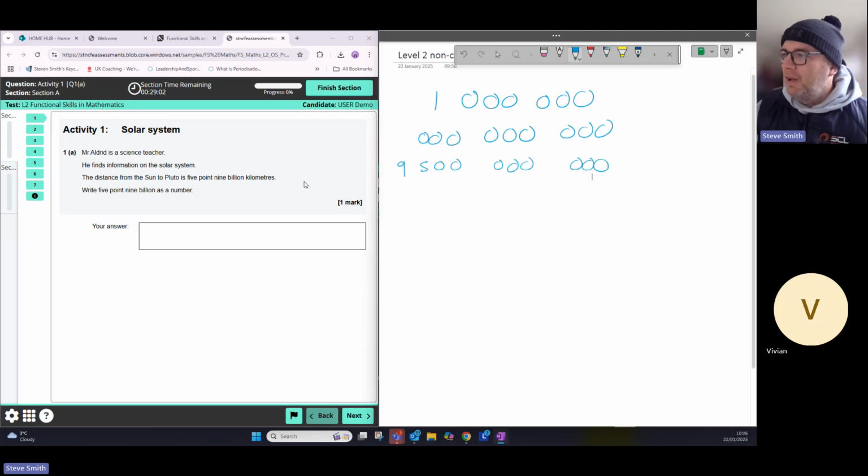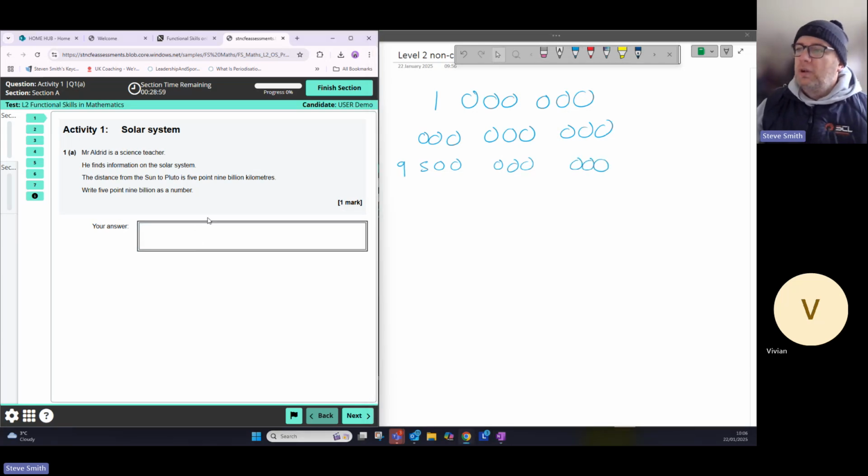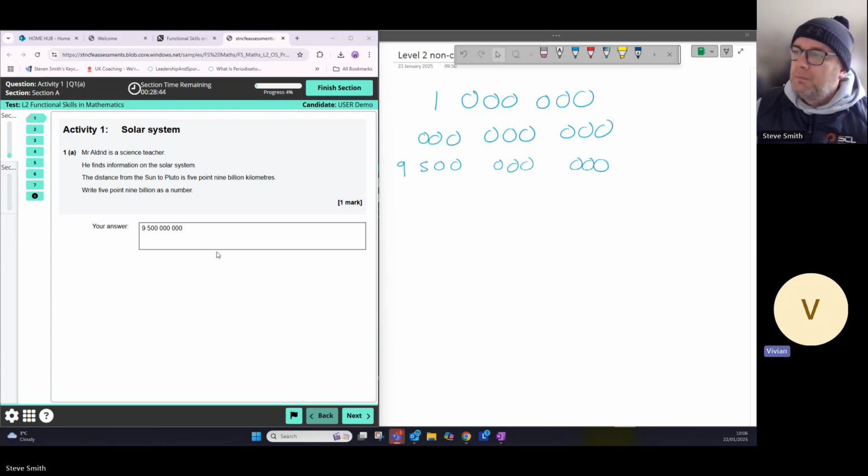It's 5, then a 9, and then 8 zeros. So we've got to write it as a number. I wouldn't do this if I'm comfortable doing the spaces, because then I can see where I'm up to, but you wouldn't get penalized for not putting spaces. So a billion is how many zeros? 1 billion is 1 and then 9 zeros. It's basically 1,000 million.